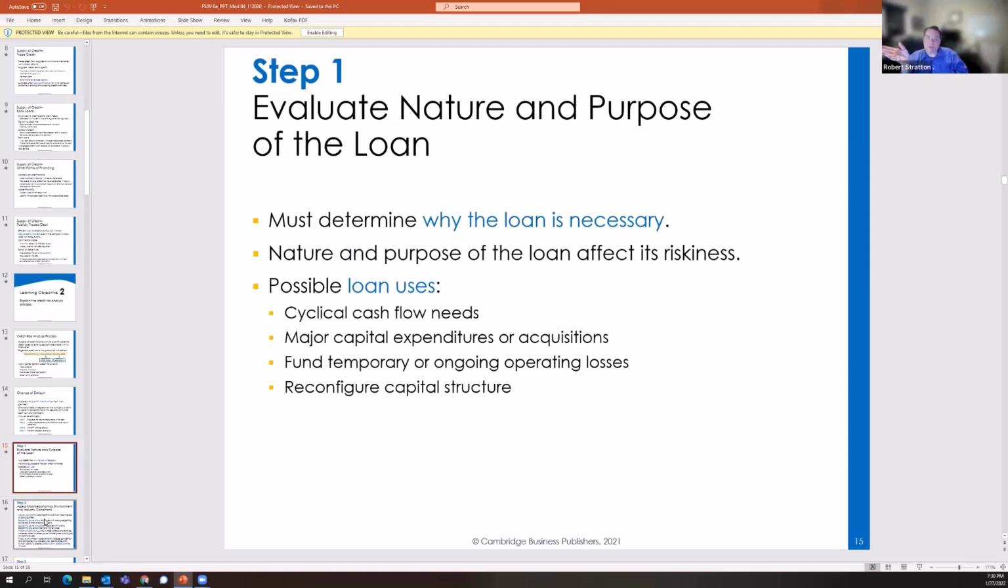So the nature and purpose of the loan, right? What it's being used for, whether it's a reasonable cyclical type of thing, or whether it's against a piece of property.